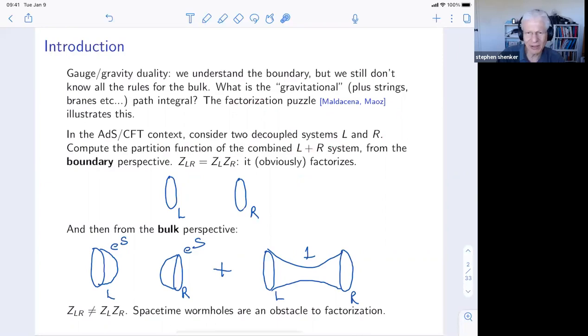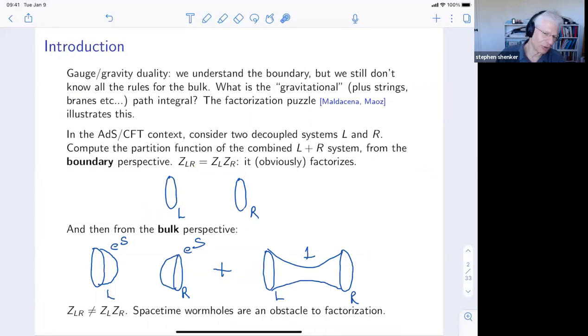Well, when you take stat-mech, you combine two quantum systems, you take the tensor product of the Hilbert spaces, and compute the partition function, let's say the thermal partition function of the combined system. Well, it obviously, because of the properties of tensor products, factorizes. And I can draw a picture of that. There's a left thermal time circle and a right thermal time circle. And the combined system is just this. It's trivially the same as this times this. But now you might try to compute this gravitationally.